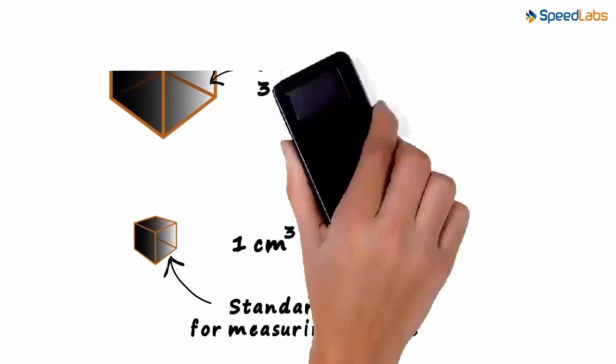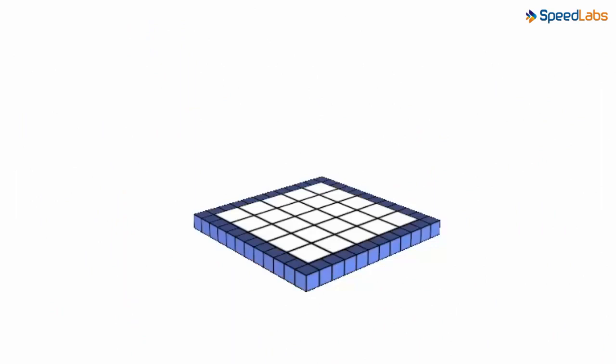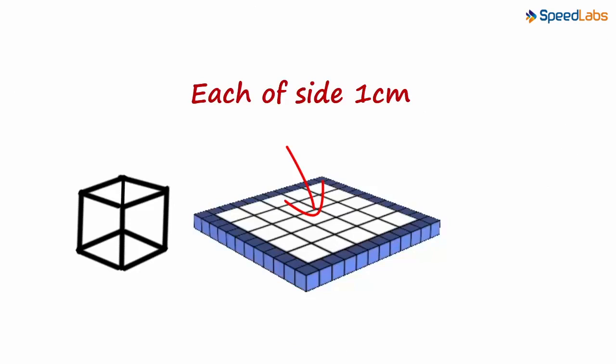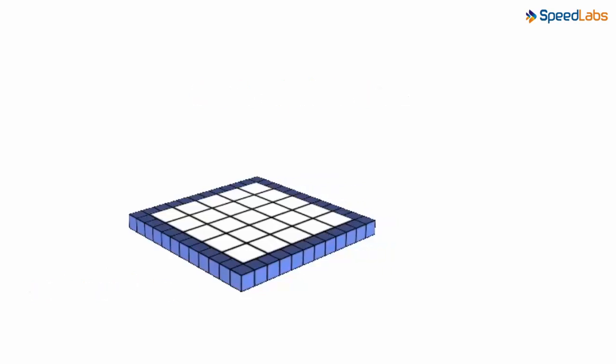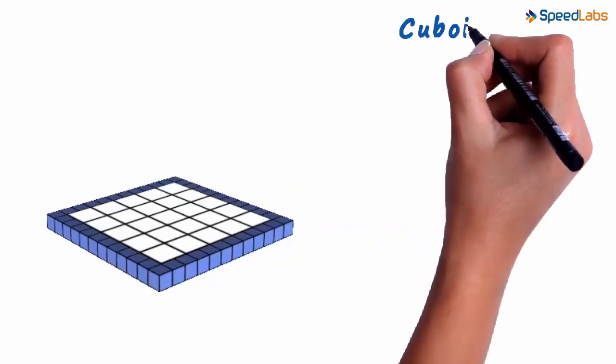We will understand better with more examples. Look at this board. On its base, it has many white squares, each of side 1 centimeter. Let's also assume all the cubes which we will see have a volume of 1 cubic centimeter. And using these 1 cubic centimeter cubes, we will build cuboids and cubes and find their volumes. Let us form a cuboid first.